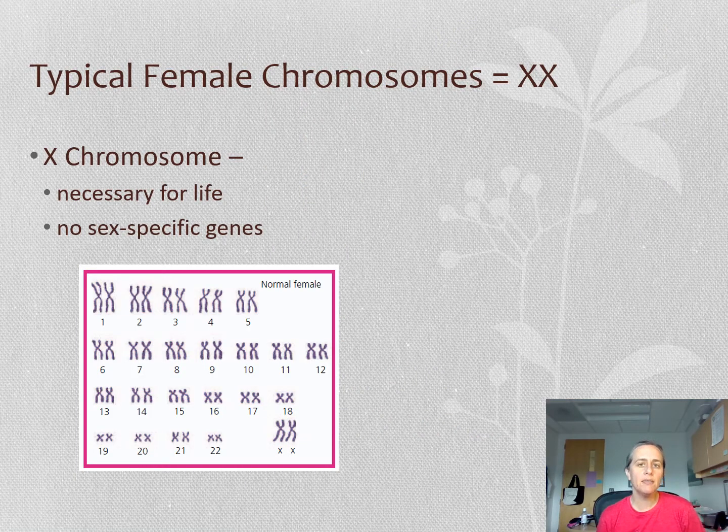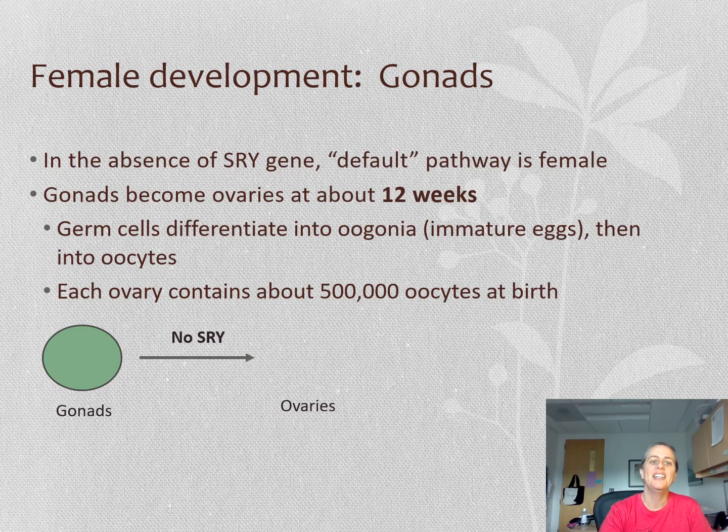So typically female chromosomes are XX. You'll remember that that X chromosome is necessary for life. You cannot form a human being without it, but there aren't really any sex-specific or reproductive system-specific genes on it for the most part, but we still call it a sex chromosome. That's all right. So what's going to happen in typical female development is that there's no SRY gene present because that's normally only on a Y chromosome.